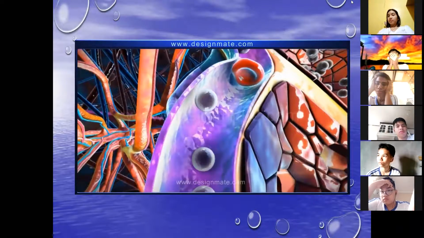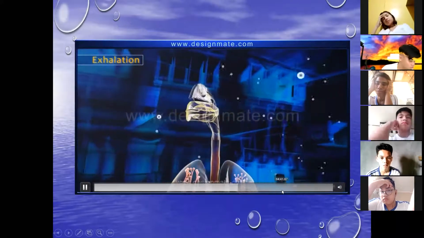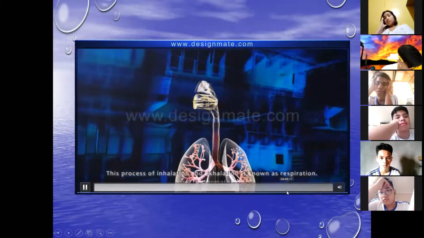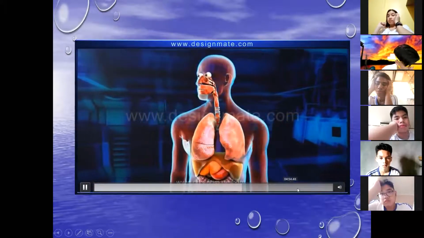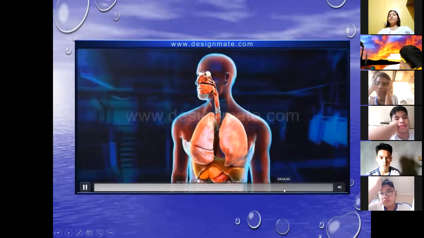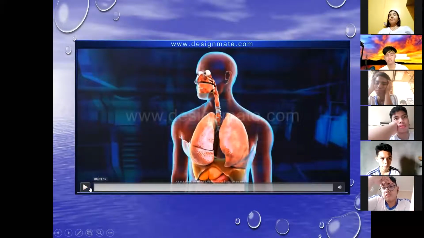Forced out. This exhaled air is rich in carbon dioxide. This process of inhalation and exhalation is known as respiration, which is approximately 20 times per minute.